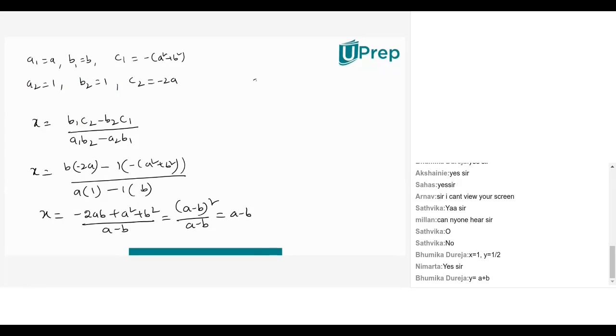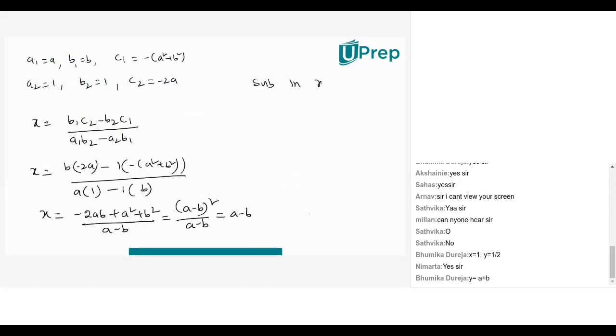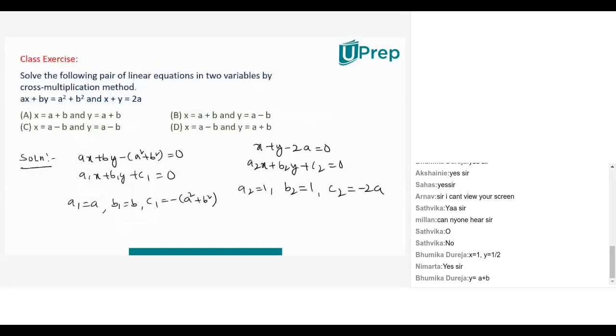Now substitute in the second equation. What is the second equation? x plus y is equal to 2a. So what is x? a minus b plus y equal to 2a. Send these values to the right hand side. a goes there, becomes minus a. Minus b goes there, it becomes plus b. So your y is 2a minus a, which is a plus b. So your x is a minus b, and your y is a plus b. Please go through it. Copy this question.